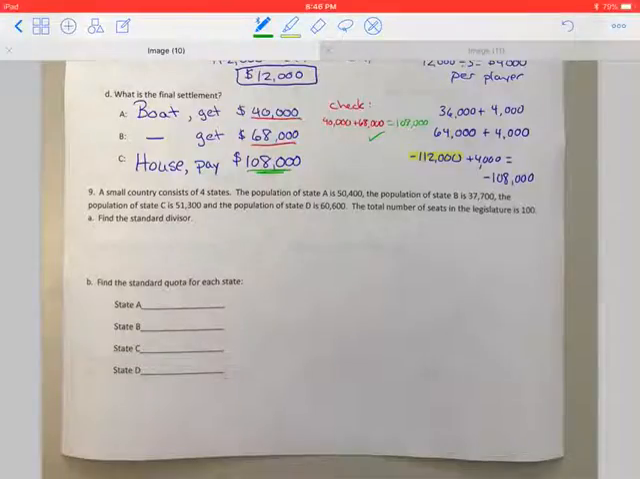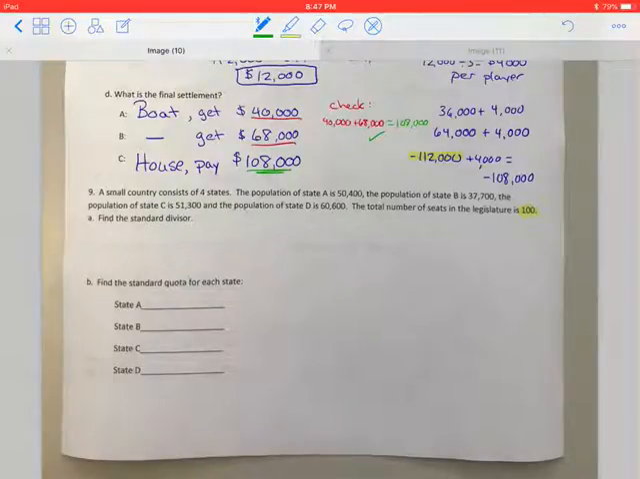All right, so we're moving on to number 9 in the review. For this one, we are looking at apportionment. We have a small country that consists of 4 states. The populations of the 4 states are listed, and we are given that the total number of seats in the legislature is 100.